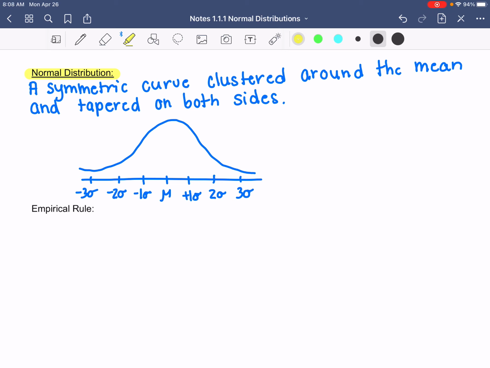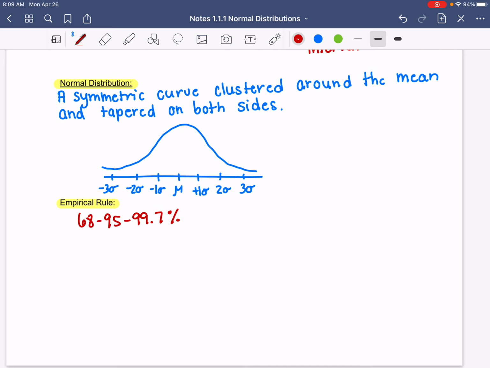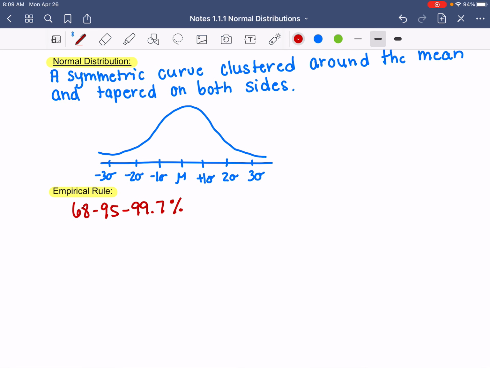We need this 1, 2, and 3 standard deviations for something called the empirical rule. For the empirical rule, you need to remember 68, 95, 99.7%. So with the uniform distribution, to find our probability, we could just count like how many of the little bars from a bar graph you had. For a normal distribution, we're going to look at what happens when you have your normal curve. So here's my normal curve.